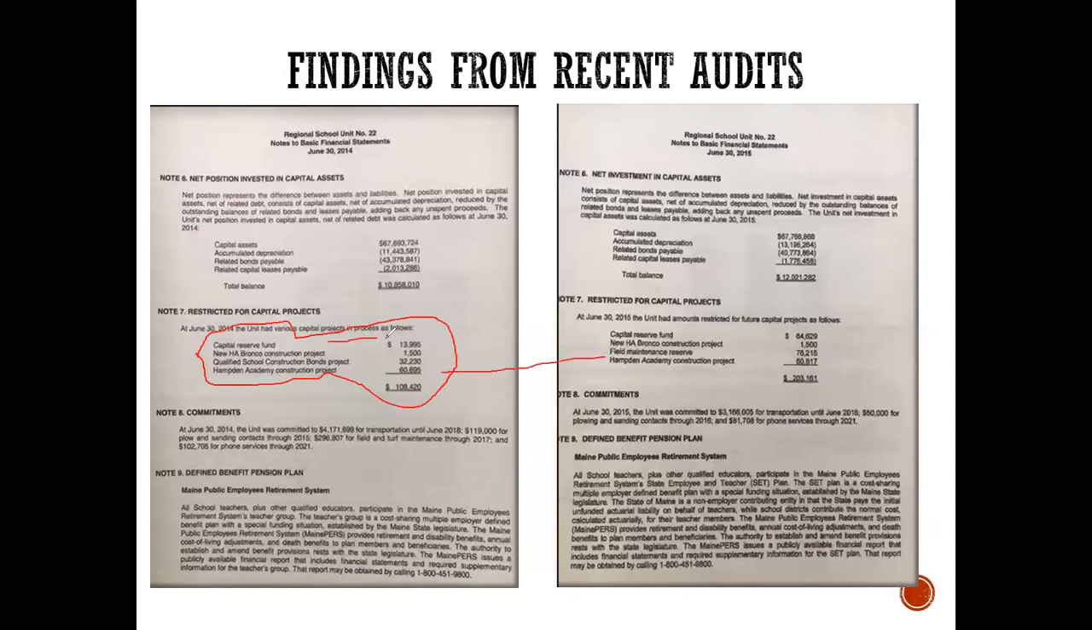You see the capital reserve fund, 13,995. That one grows over here to 64,000. HA new Bronco construction project is still at 1,500. Qualified school construction bonds project was over here. Field maintenance now shows up over here within this section at 76,000.